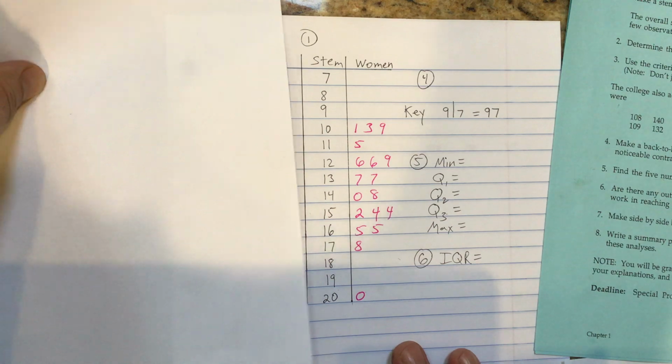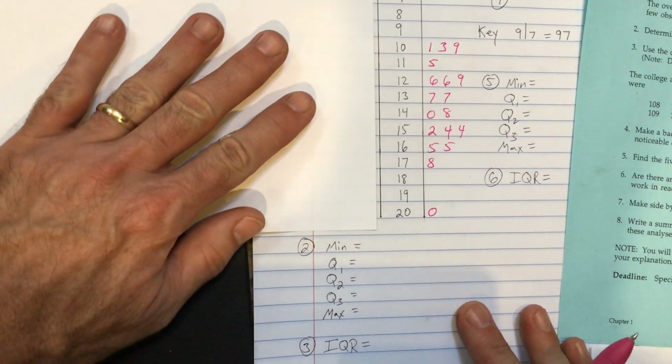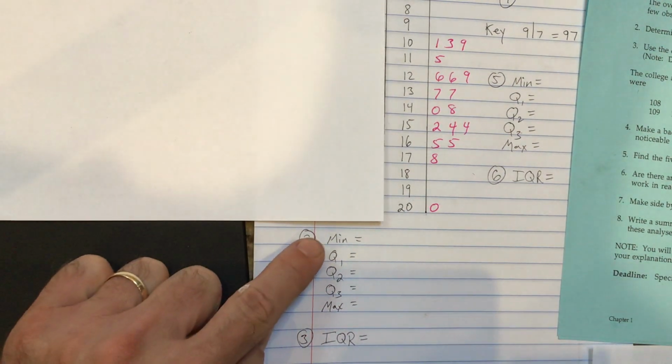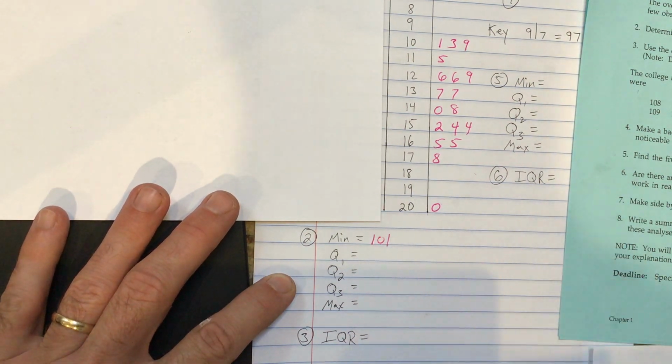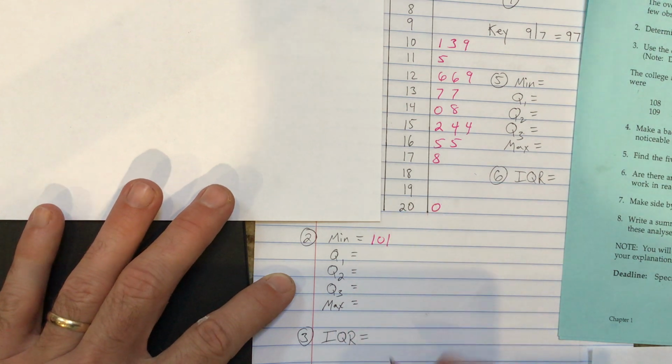All right, so jumping down here, question 2, 5-number summary. First number is the minimum, which is 101. Okay, last number, max, 200.